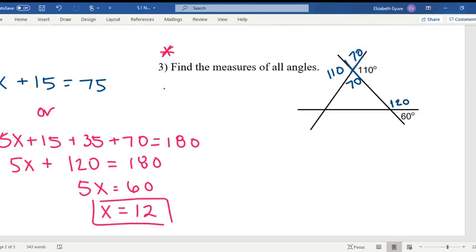And then if you take a look, don't you still have your X shape? So won't we have vertical angles again? Okay, so I would have a 60 here. Yeah, and a 120 there.